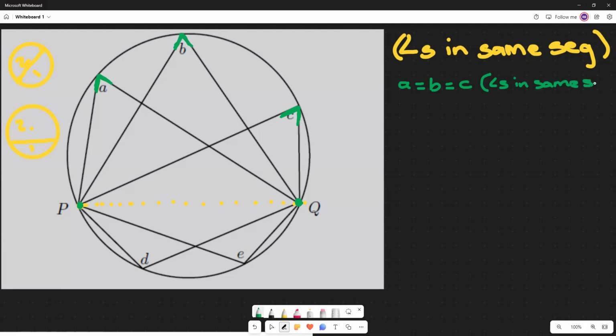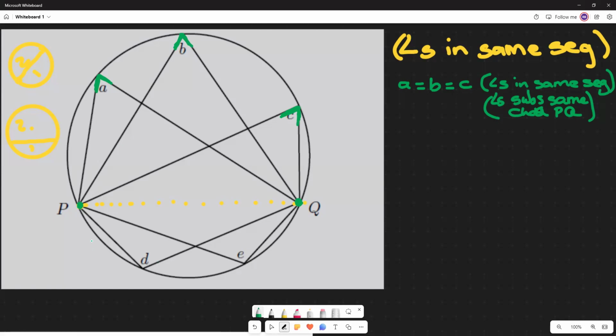Some people say angles subtended by the same chord. Same chord, and then you can name the chord: same chord PQ. I like this one more because it shows that you understand the subtend part of this theorem. So most of the time I use the second one rather than the first one. Right, sure. So that is the angles in the same segment theorem, ladies and gentlemen.